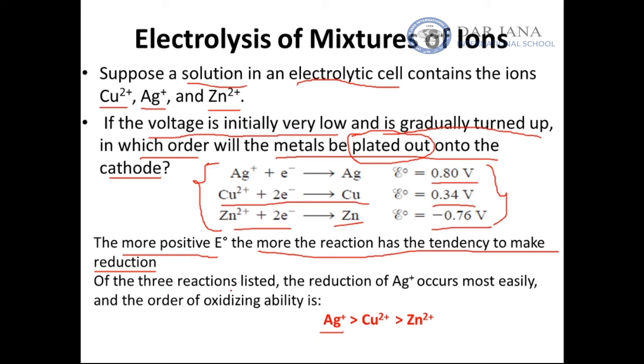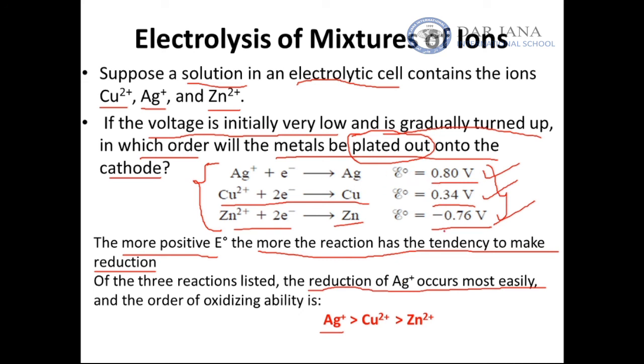So of the three reactions listed, the reduction of Ag plus occurs most easily because it has the highest positive value. After Ag plus, we have Cu2 plus, and finally we have Zn2 plus. So Zn2 plus is reduced, but hardly. The most easily reduced ion is the Ag plus because it has the highest positive E value.